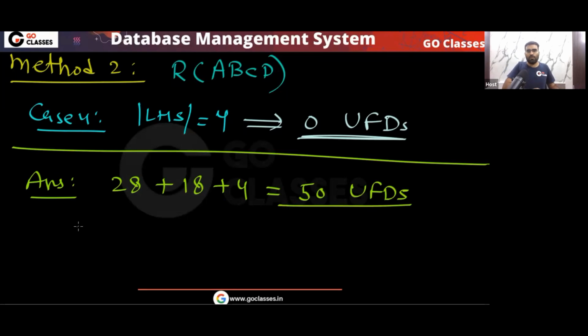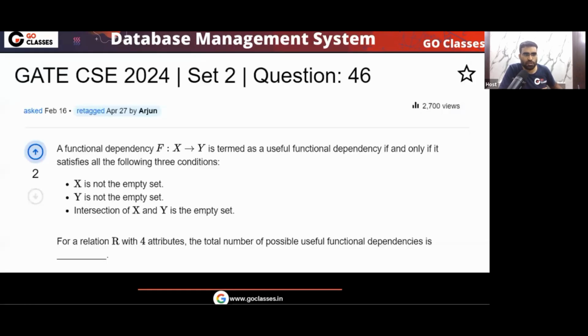This is method number 2. Is this clear? Please tell me. Let me know, is method number 2 clear to everyone? Very simple. Now let's see method number 3. That is, if you have n attributes, then how many useful FDs can you create? For a relation with 4 attributes, the total number of possible useful FDs is 50. We have already seen this.